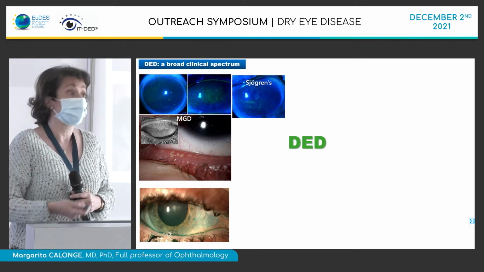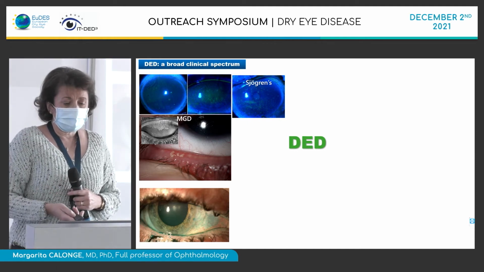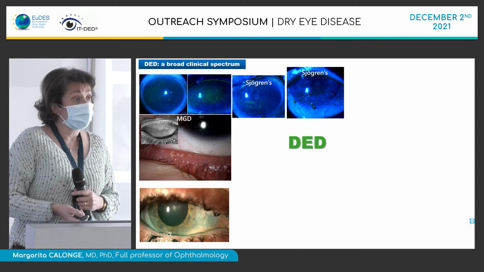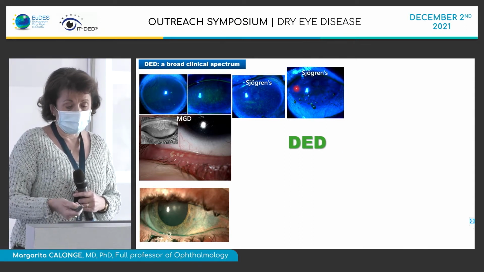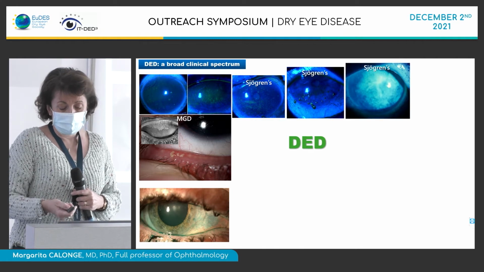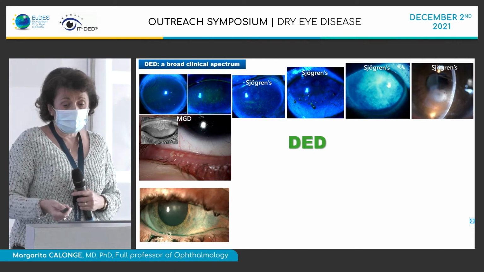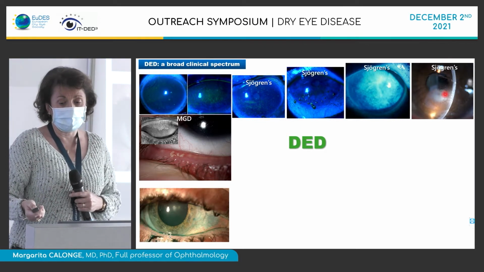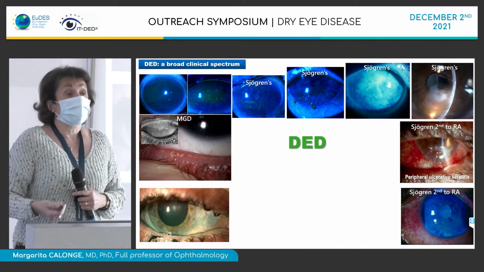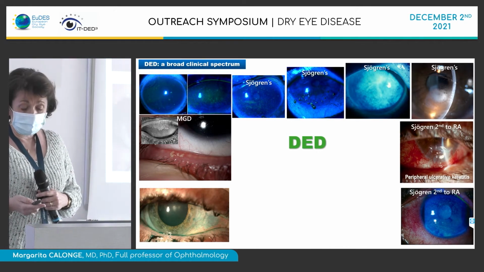tests, normal production. We can have Sjogren's, primary Sjogren's, with very variable clinical pictures: little staining, filamentous keratopathy, big epithelial defects, corneal ulcer. All of this is Sjogren. Look at the difference between having this or going to this. We can have secondary Sjogren's syndromes due to rheumatoid arthritis, for instance.